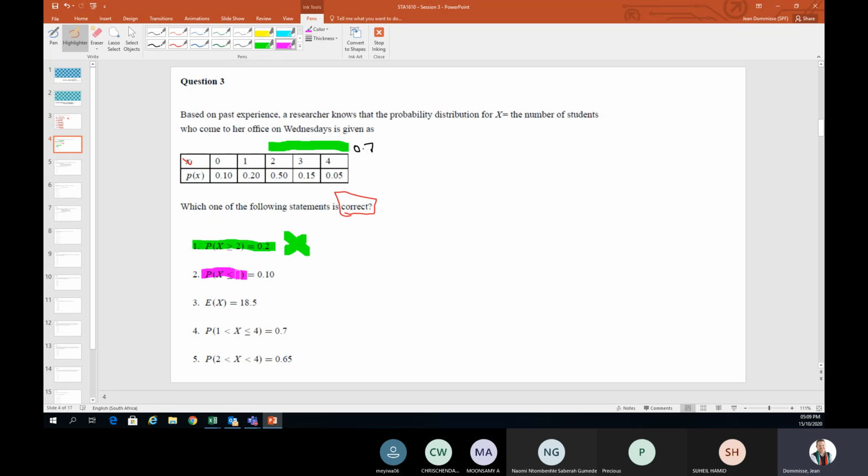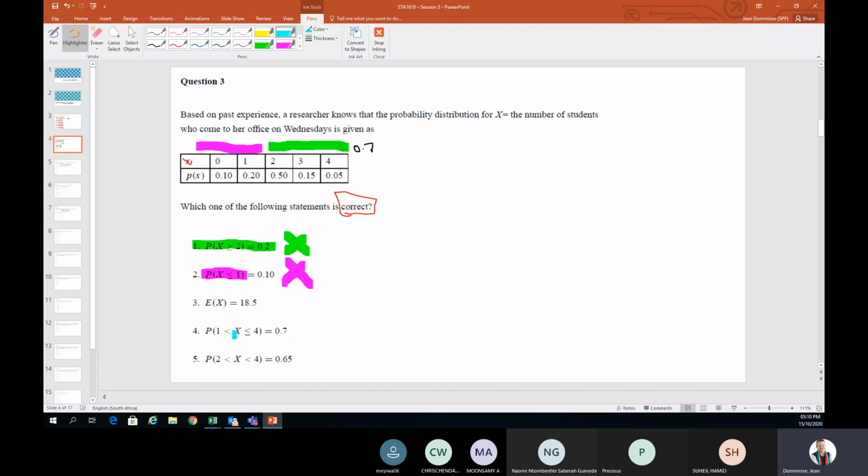Smaller or equal to 1. So basically, it is 1 and 0. And for 1 and 0, it is 0.3 and not 0.1. So that one is also wrong. Okay, let's skip that one first. I'm going to look at the other two options first.